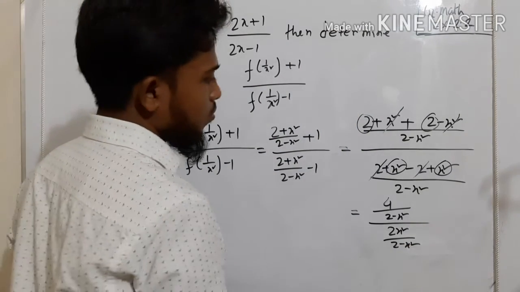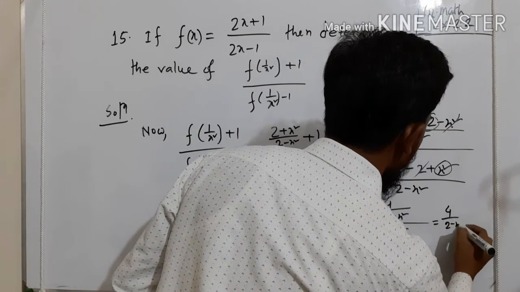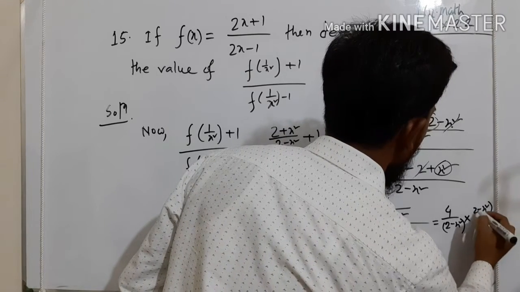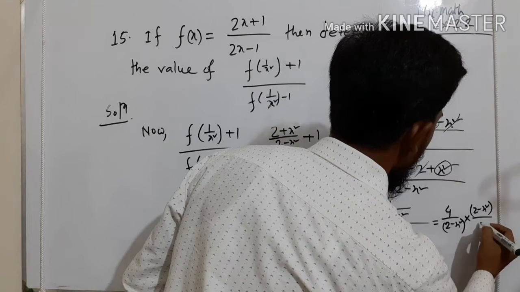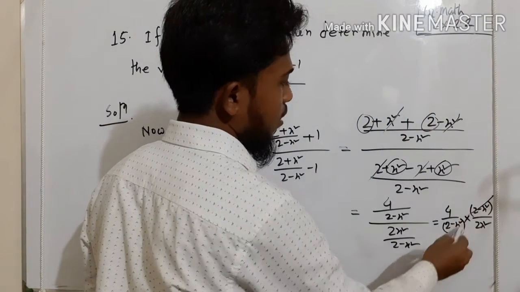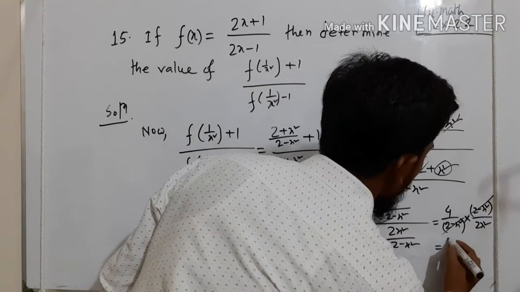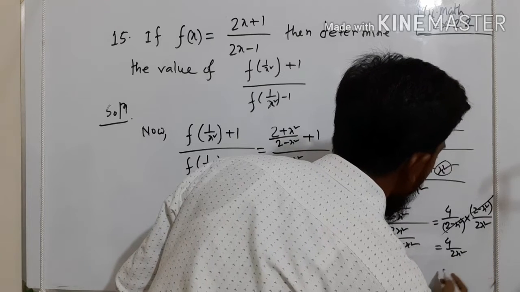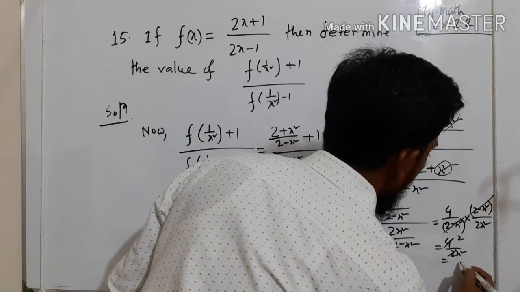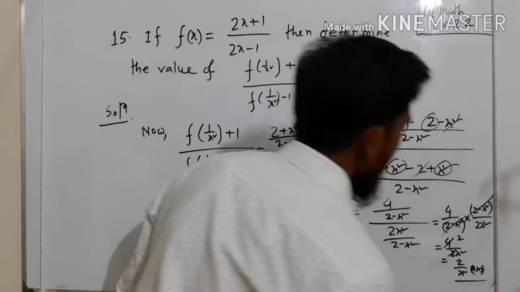So we can write 4 divided by 2 minus x square into 2 minus x square divided by 2x square. So here 2 minus x square and 2 minus x square are cancelled. So 4 divided by 2x square, 2 upon 4, that is 2. So 2 by x square, our answer.